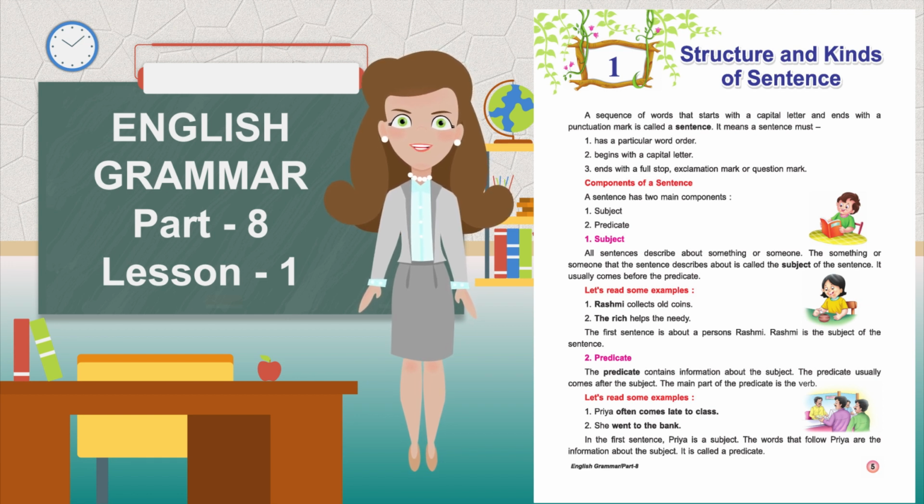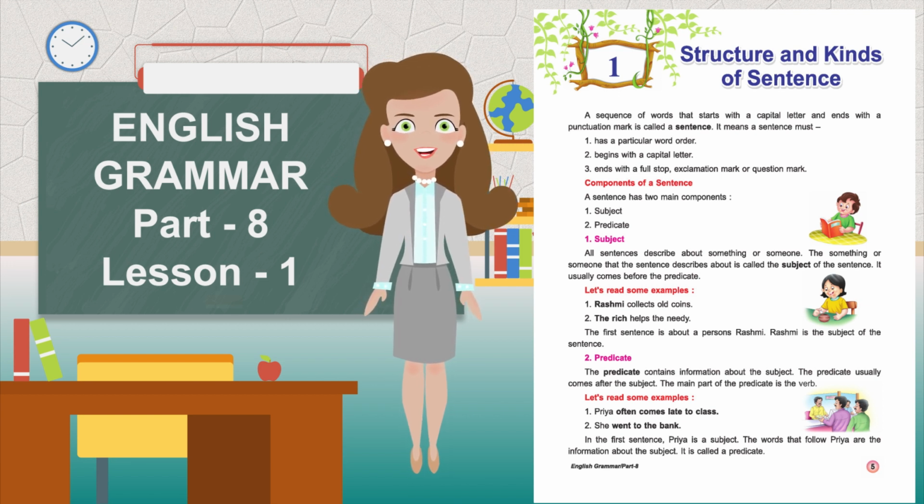Components of a sentence. A sentence has two main components: subject and predicate. First, subject. All sentences describe something or someone. The something or someone that the sentence describes is called the subject of the sentence. It usually comes before the predicate. Let's read some examples. Rashmi collects old coins.